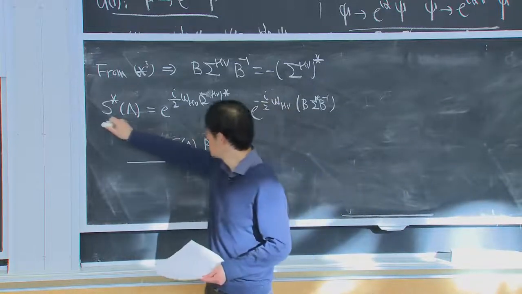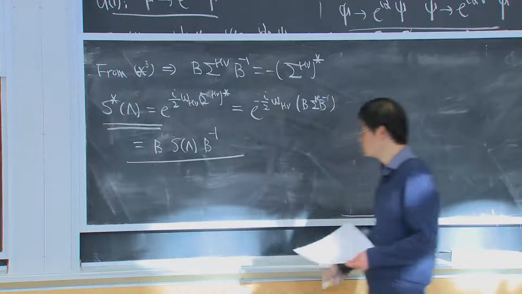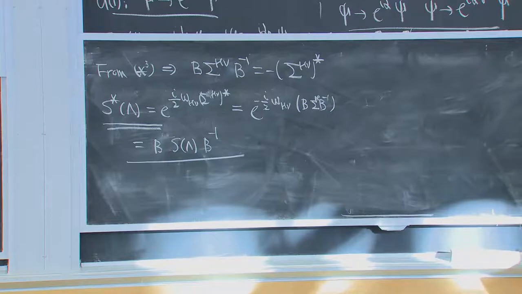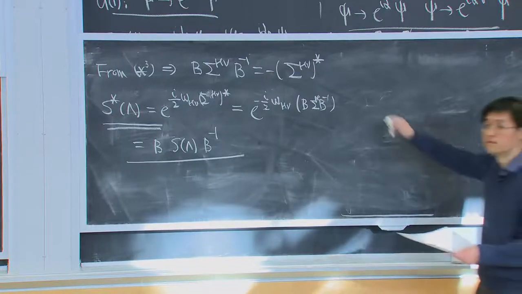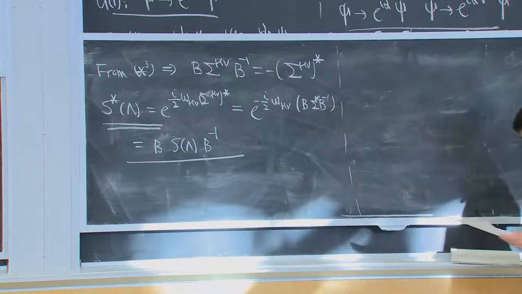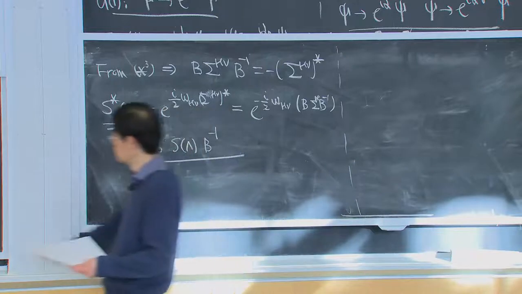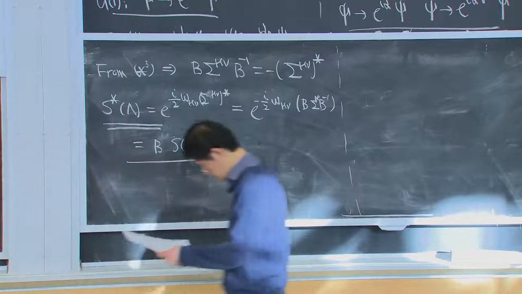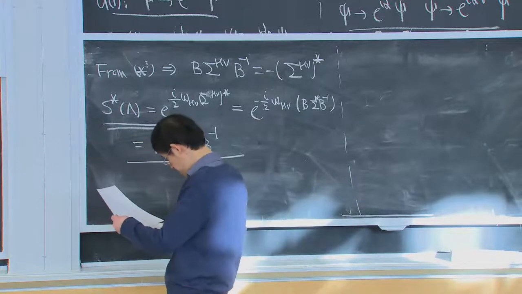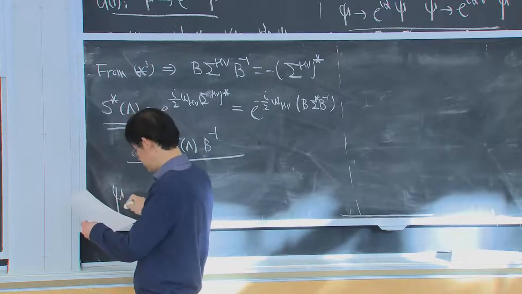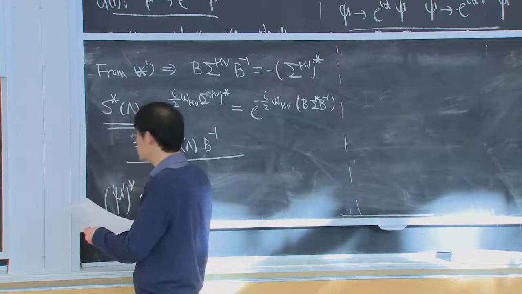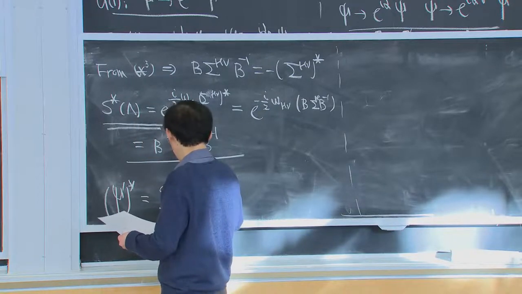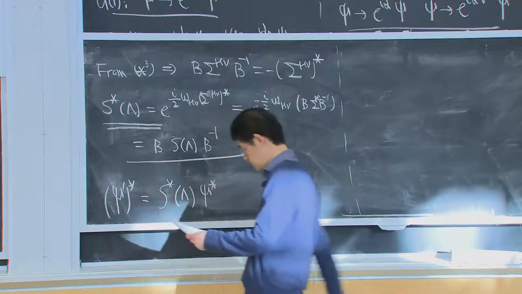So we get a very, very nice relation: the Lorentz transformation matrix under complex conjugation is again generated by this B, related by this B matrix. And now it's just immediate. When you have psi prime equal to that, let's just take the star of this equation. So psi prime star is just equal to S star lambda psi star, okay?